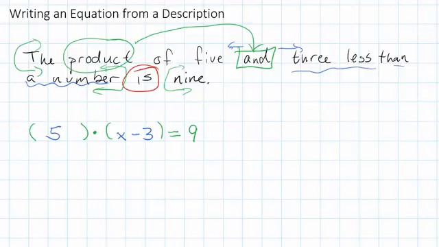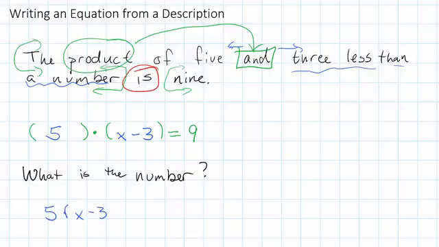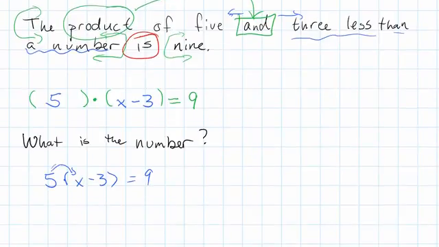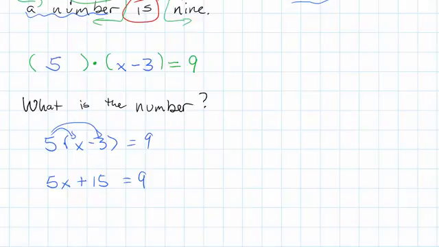How would we ask you to solve the equation? Well, we would ask the question, what is the number? If we have that question, we want to solve this equation. 5 times x minus 3 equals 9. To do this, our first move is going to be to distribute. 5x minus 15 equals 9. Right, remember this means plus negative 15. To get rid of that negative 15, we'll add 15 to both sides.